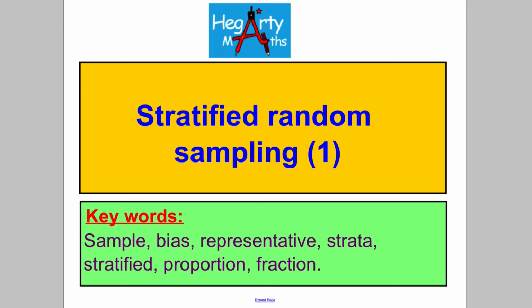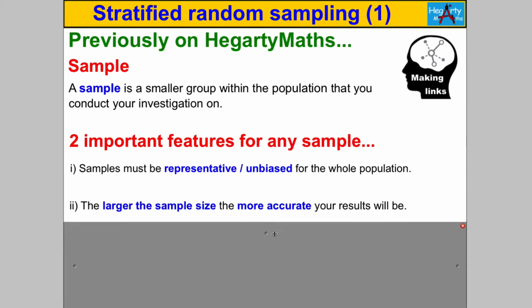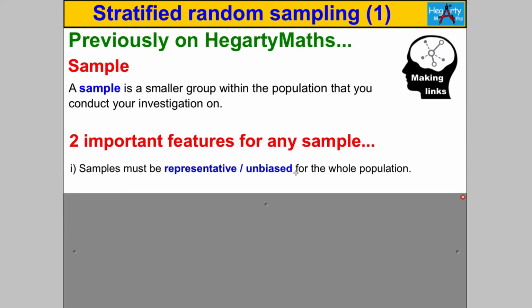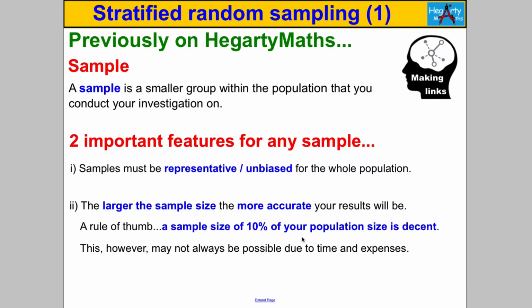So let's start off remembering what a sample is. Remember, a sample is a smaller group within a population that you conduct your investigation on, and there were two very important things you had to make sure about your sample. Can you remember them? Well, the first is that your sample is representative and unbiased, and the second is it is as large as you can possibly make it. The one we're focusing on in this video is it being representative, and I'll give you an example of why it may have to be representative.